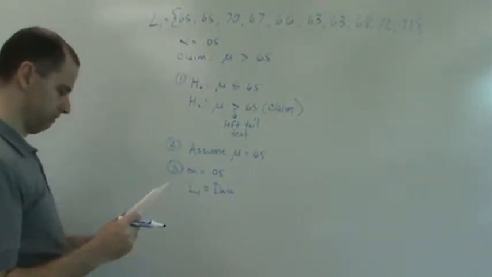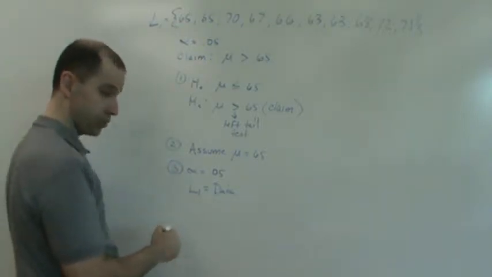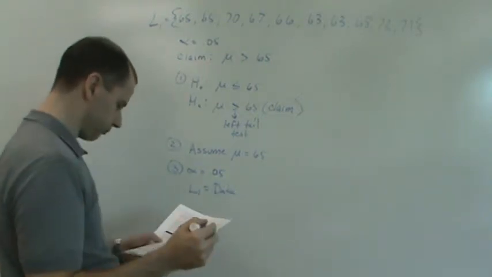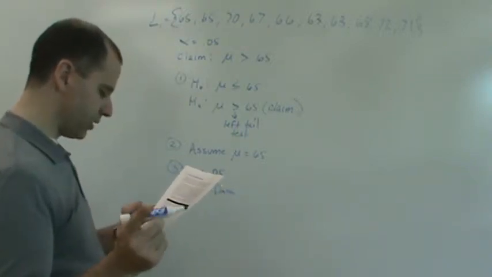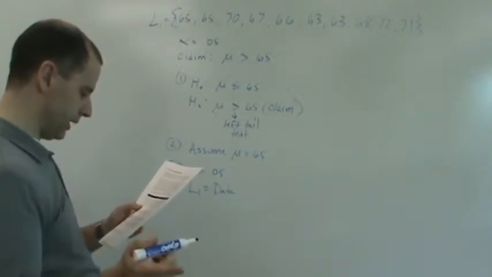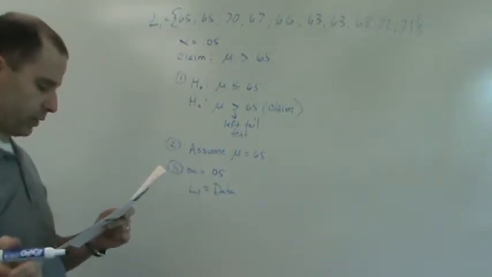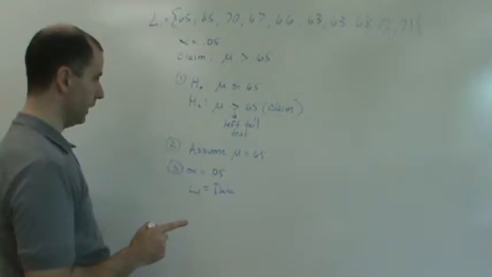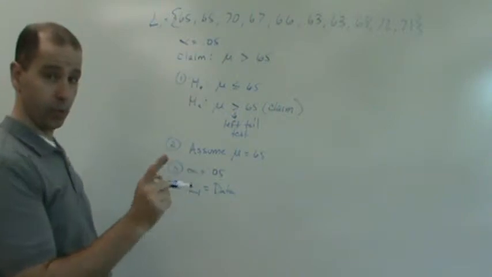Now, in this case, they don't give us sigma, right? So we're going to use a t-distribution. Now it says the data are assumed to be from a normal distribution. Does the sample data provide evidence that the mean score for all students is more than 65? Okay, so now we don't know sigma, and even though it's coming from a normal population, we're still going to use the t-distribution because we don't know sigma.